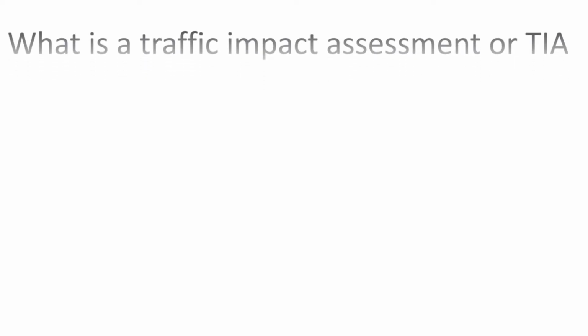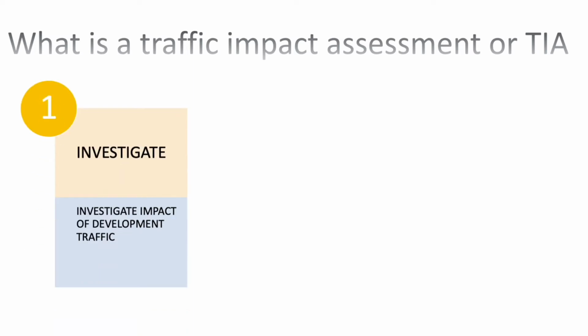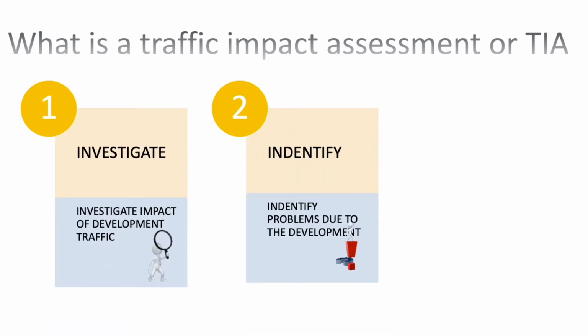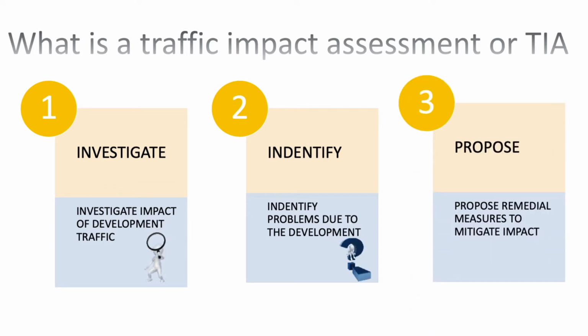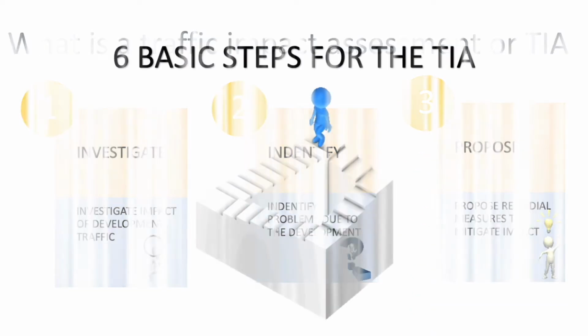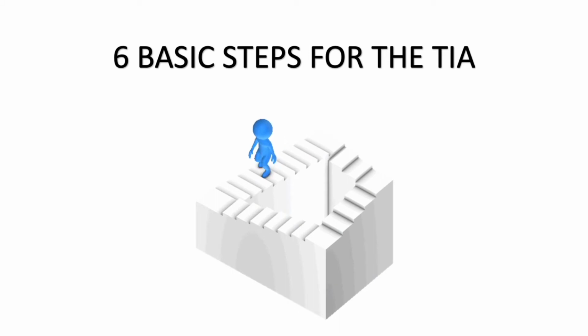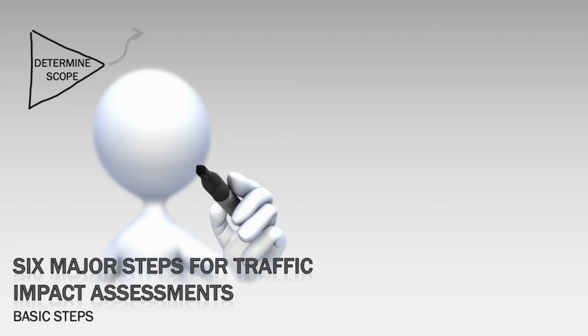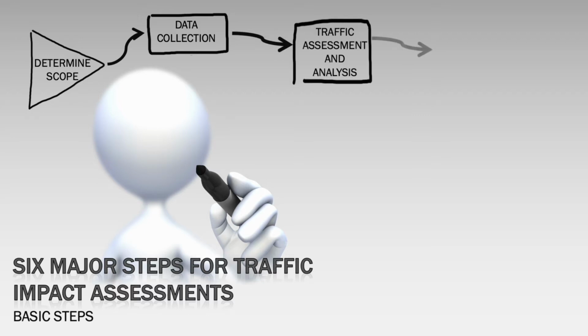A traffic impact assessment requires investigation of the impact of the development traffic, identification of problems due to the development, and finally proposals to mitigate the negative impacts of the development traffic. There are 6 basic steps for a traffic impact assessment. The 6 basic steps include determining the scope of the TIA, data collection, traffic assessment and analysis, mitigation measures, TIA report, and lastly, approval.